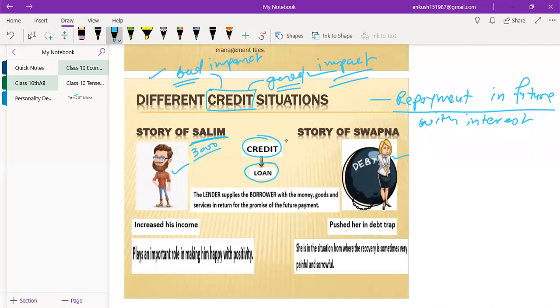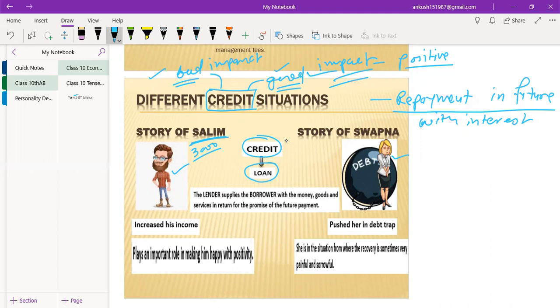So what kind of impact of credit happens here? Good impact, or we can say the positive impact. All the time credit cannot be considered a bad thing. It may become a positive result if you are using it correctly and at the time wherever it is needed.